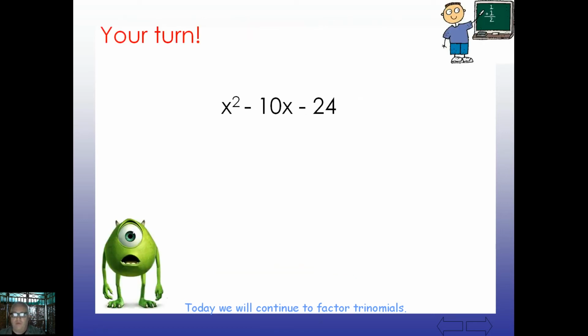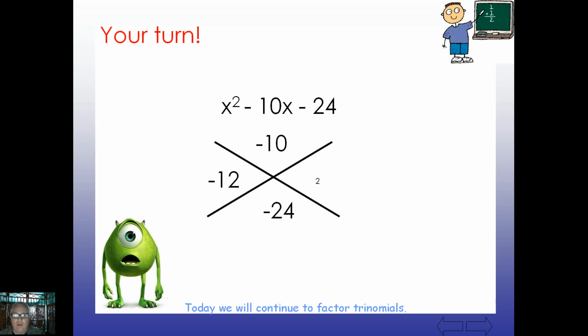All right, your turn. Try this one now. X squared minus 10x minus 24. Again, try to notice right off the bat that this is a negative constant. So our signs are going to have to be opposing each other. Okay. So the middle term goes here. The 1 times negative 24 goes to the bottom. We know we're going to have positive and negative side to side. Give me two numbers that add to negative 10 but multiply to negative 24. What do you think? Negative 12 and positive 2.